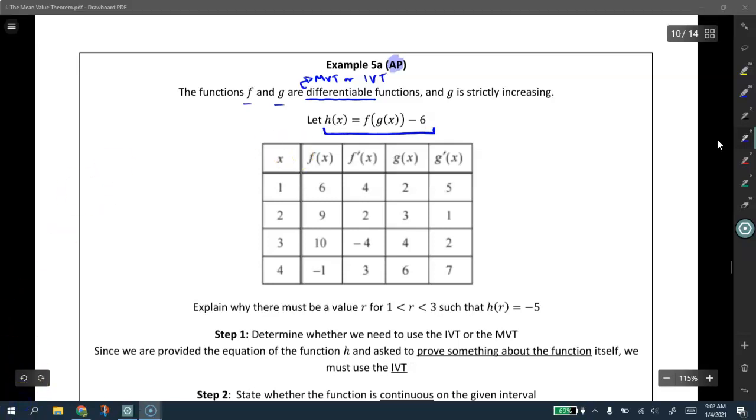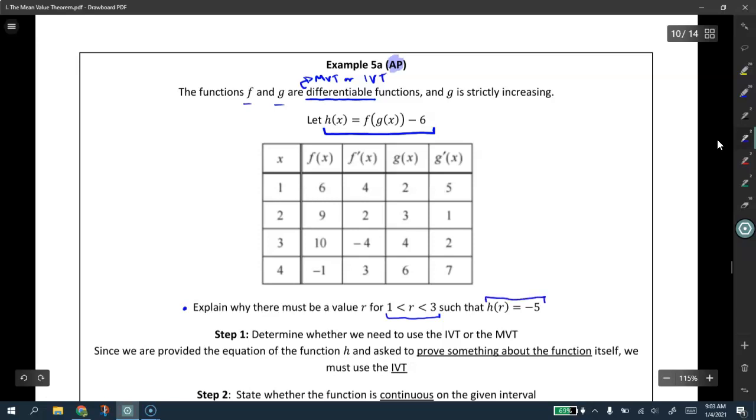So you could say that h of x is really a composite function that's composed of f of g of x, and then it also has a subtract 6 on it. So the first question says, explain why there must be a value r so that in the interval 1 to 3, so we're only interested in the interval 1 to 3, that h of r is equal to -5.